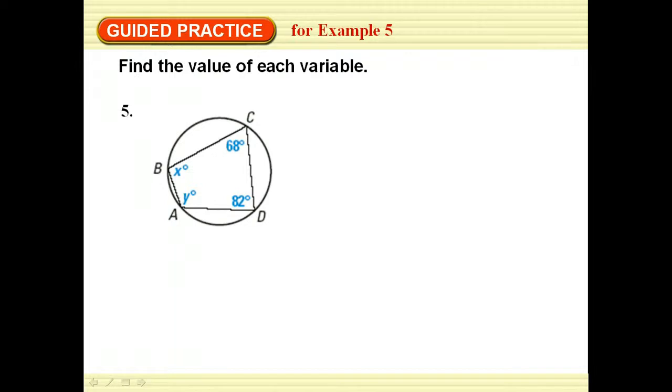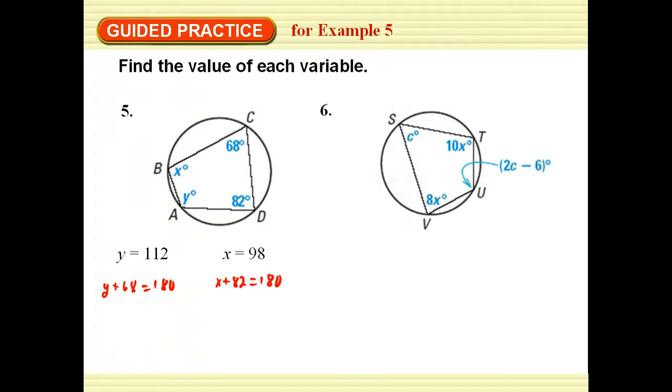So here's one for you to try. We get y is equal to 112, and x is equal to 98. How did we get that? We had y plus 68 is 180, and x plus 82 is 180, and we simply solved those. In this one, looking for c, I'm going to say c plus 2c minus 6 equals 180, and solve that equation. And for x, I've got 10x plus 8x equal to 180. Solve that equation for x equals 10.